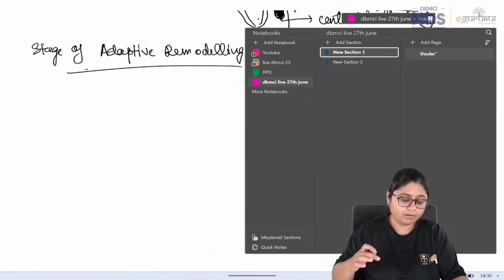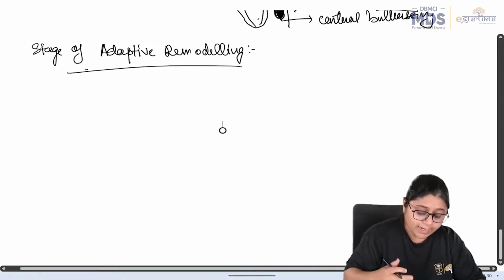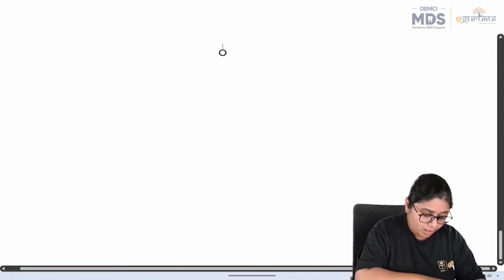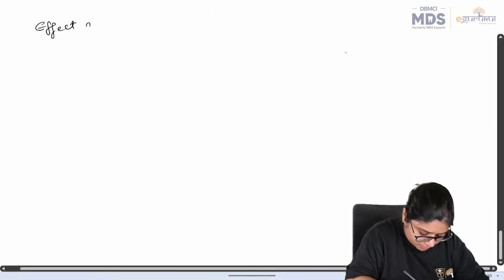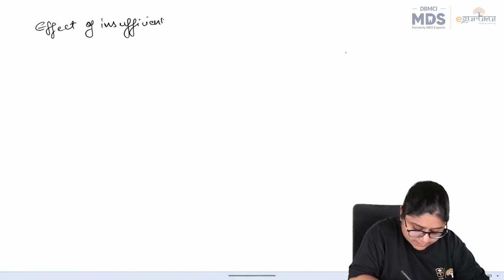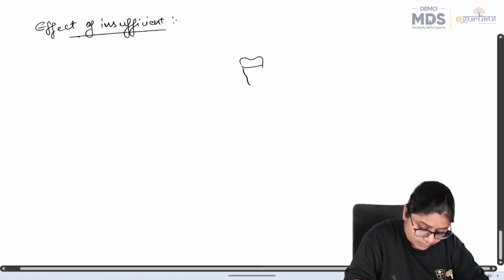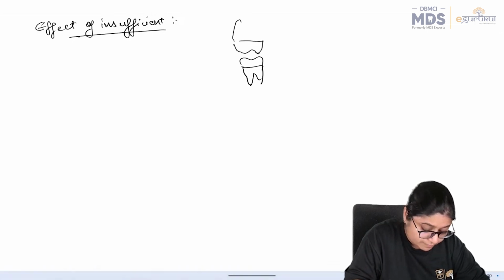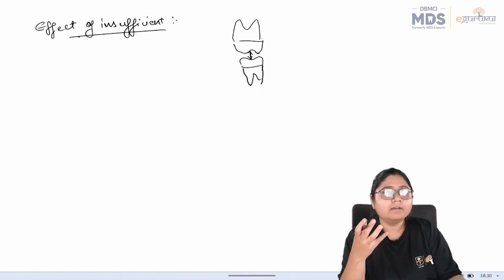So these days are important. You must know them. These were the stages: stage of injury, repair, and adaptive remodeling. Now, effects: what is the effect of insufficient forces? Insufficient forces occur when there is a missing tooth. If this is your tooth, the opposing tooth is always necessary, because it helps maintain the forces onto the tooth. It is like vestigial organs.